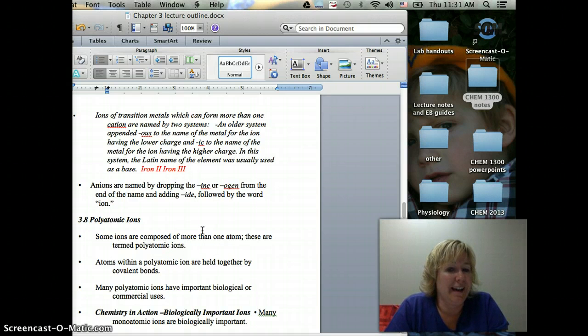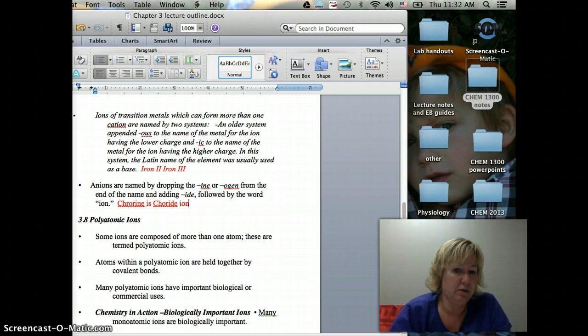Anions are named by dropping the -ine or the -ogen from the end of the name and adding "-ide", followed by the word ion, which people leave out a lot. So things like chlorine is chloride ion. Very often we just call it chloride, but in reality the ion should be there, even though it gets left off of a lot of things. Chlorine, the ion of that is actually chloride ion. So you see how that works? You take off the "-ine" or the -ogen and you put an "-ide" in there.